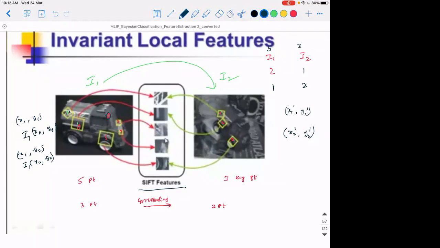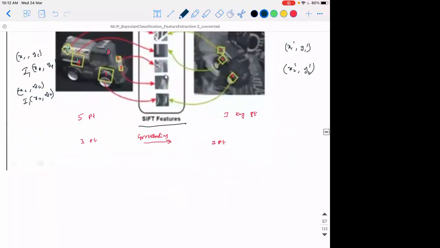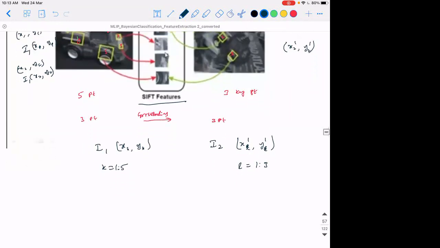Fine, very good. So if this is clear, now I will write a general expression: I1 of xk comma yk in the first image, and in the second image, I2 of xl dash comma yl dash. These are the pixels in the second image which I found. Here k may vary from 1 to 5 because I have found 5 key points, and l varies from 1 to 3. Now I want to establish the correspondence. Tell me some simple procedures to do this.